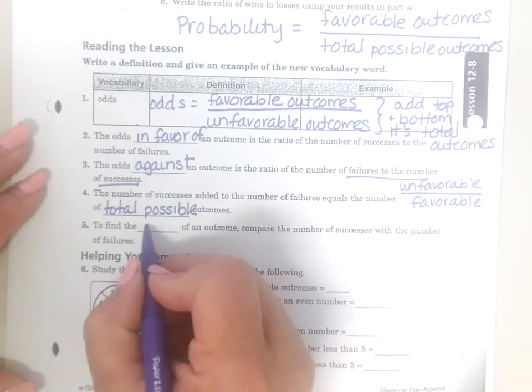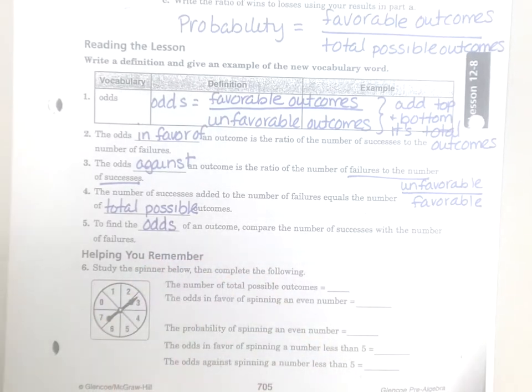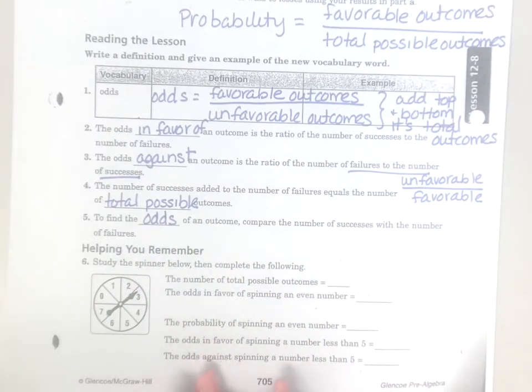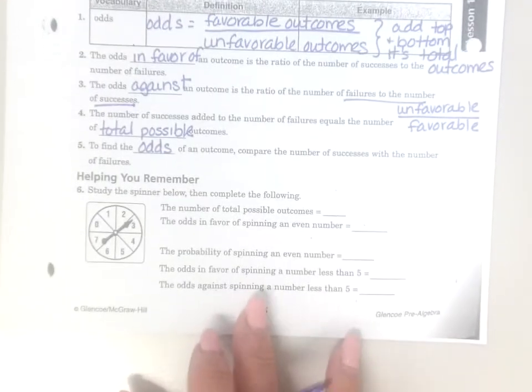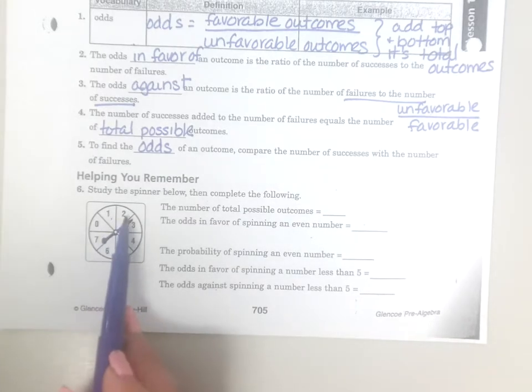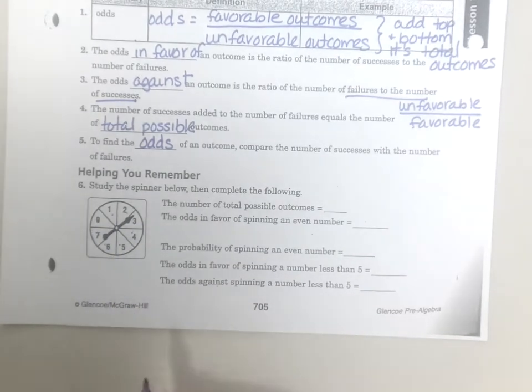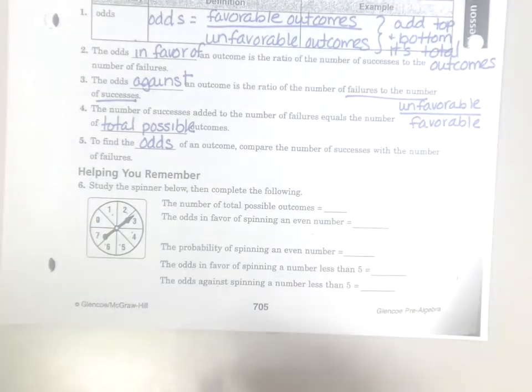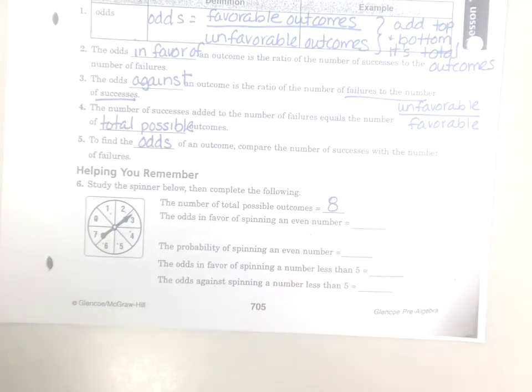To find the odds of an outcome, you compare the number of successes with the number of failures. So it is a ratio. So let's look at the spinner and complete the following. The number of possible outcomes. So on this spinner, we count 1, 2, 3, 4, 5, 6, 7, and 8. Okay? So there are 8 total outcomes. The odds in favor of spinning an even number.